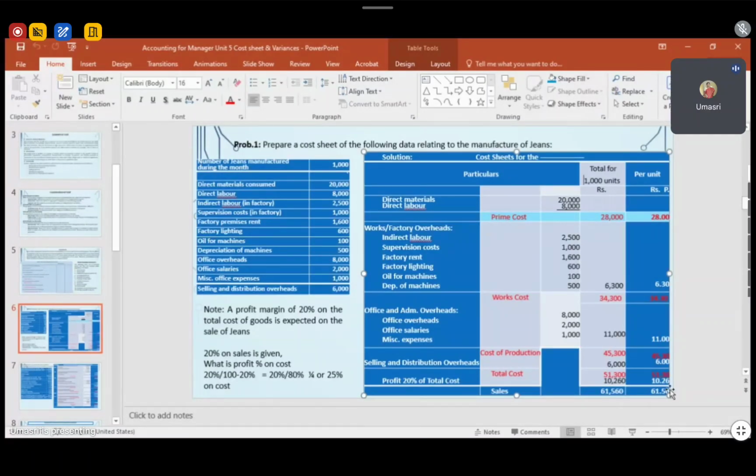Sometimes this profit margin, 20% on cost of goods sold, is given. Instead, say for an example, 25% on sales, instead of on cost of goods, it is given on sales.